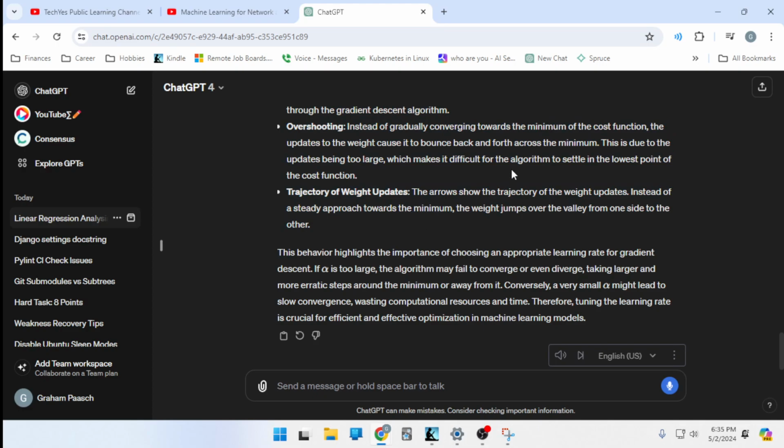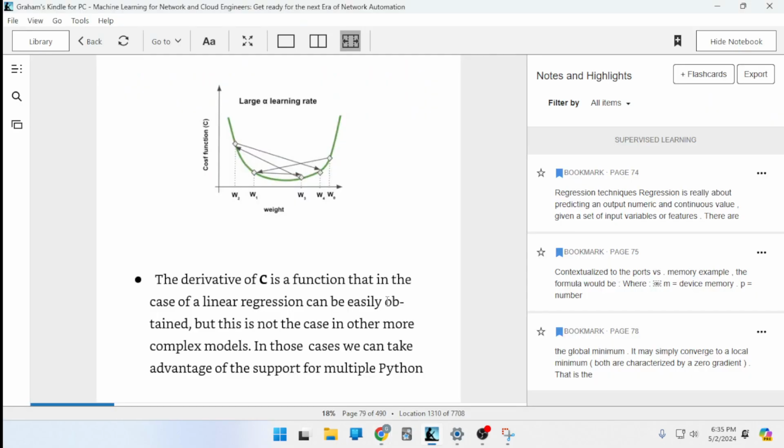If alpha is too large, the algorithm may fail to converge or even diverge, taking larger and more erratic steps around the minimum or away from it. Conversely, a very small alpha might lead to slow convergence, wasting computational resources and time. Therefore, tuning the learning rate is crucial for efficient and effective optimization in machine learning models. All right, looks good to me.